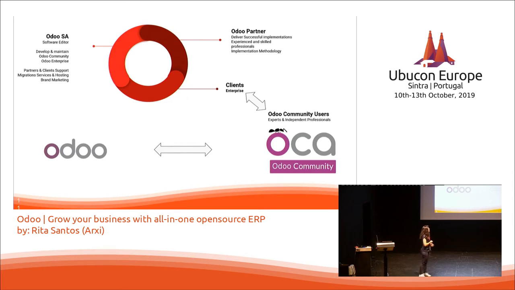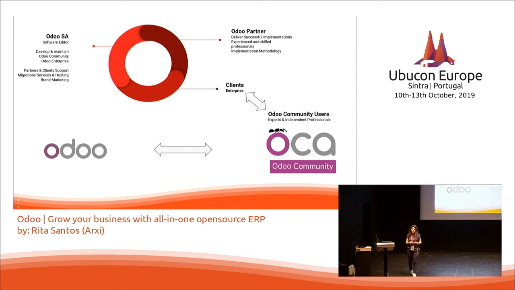In this ecosystem we also have the Odoo partners, who are responsible for making successful implementations using Odoo methodology, with experienced and skilled professionals, and the aim is to help Odoo spread the brand and the product and make the implementations. And of course, the clients of the enterprise are also part of the ecosystem. But this ecosystem is not complete without the community users, who are many and who are also helping to develop the brand. And behind this community is also the Odoo Community Association, which improves a lot and works with Odoo SA.